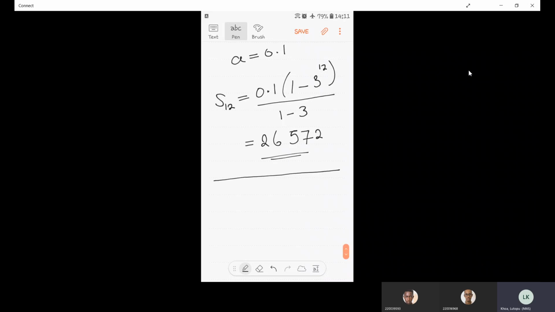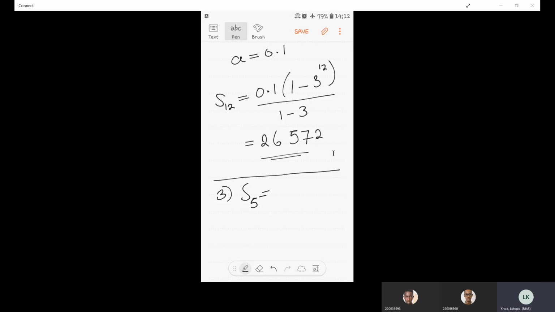Then number 3, we are told that the sum of the first 5 terms is, okay, let me read the question here. Number 3, we are told that the sum of the first 5 terms is 18, and the sum of the first 6 terms is negative 9.